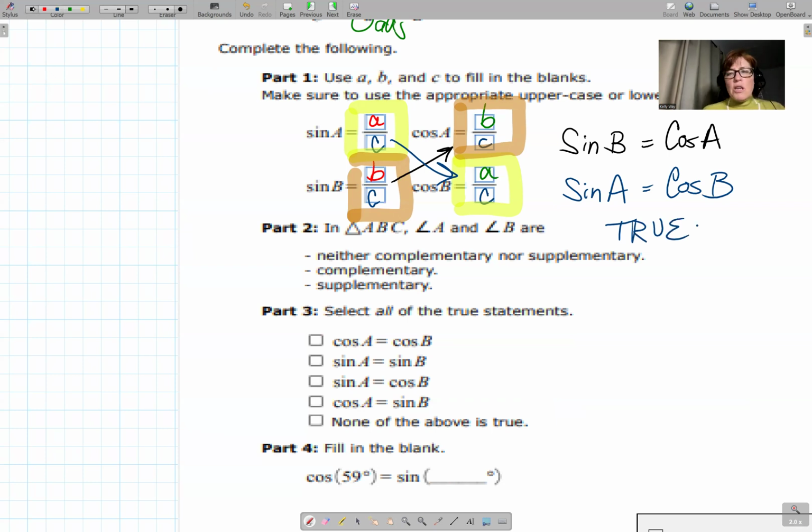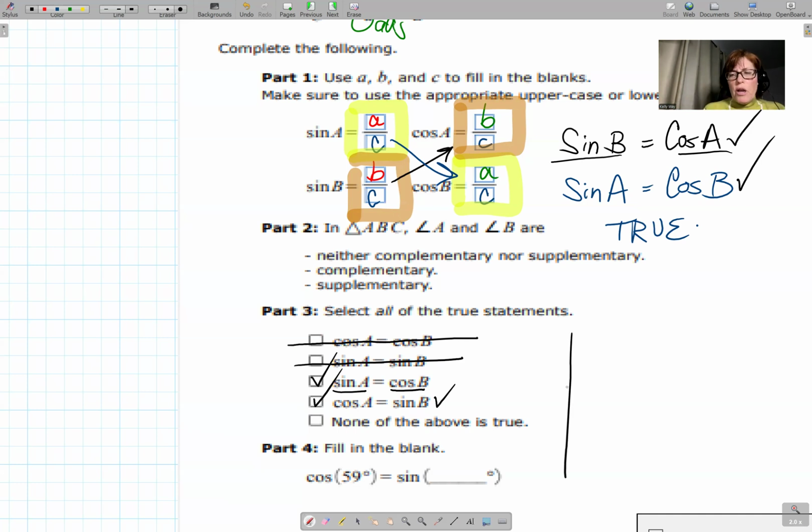So you come here and you see which one is true. Cosine equals cosine, not true. Sine equals sine, not true. Sine of A equals cosine B. Oh, there it is. Check. That's true. Cosine A equals sine of B. That's true. Check. That's also true. So the cosine of one angle equals the sine of the other angle.